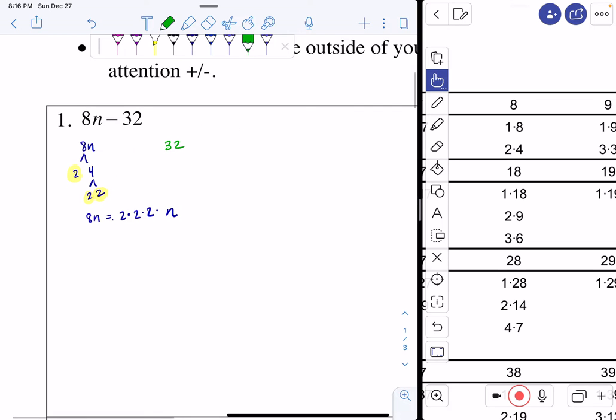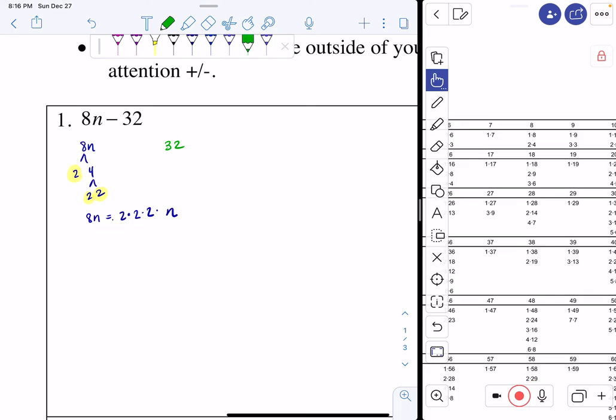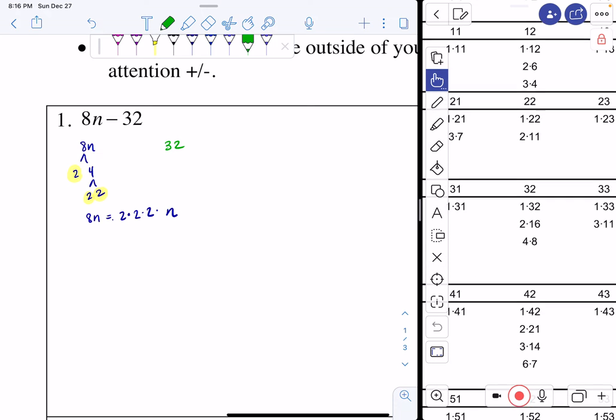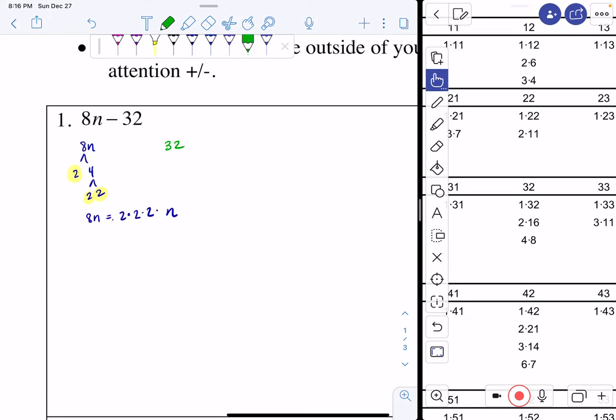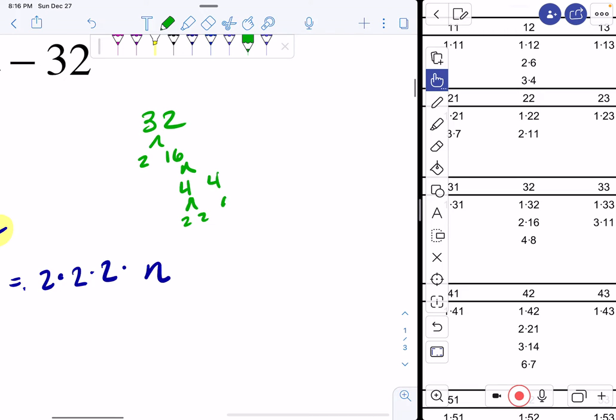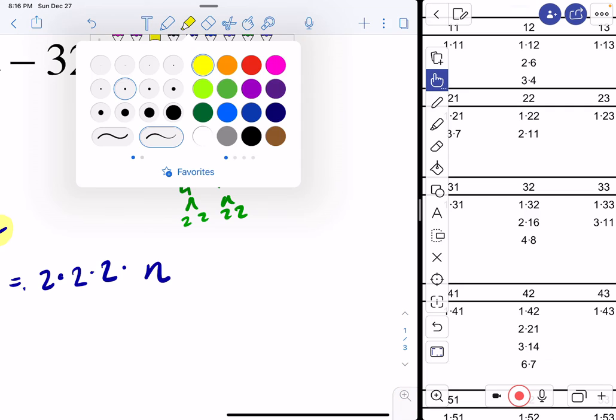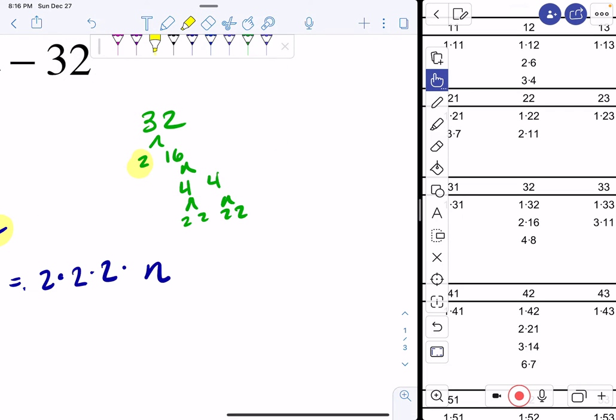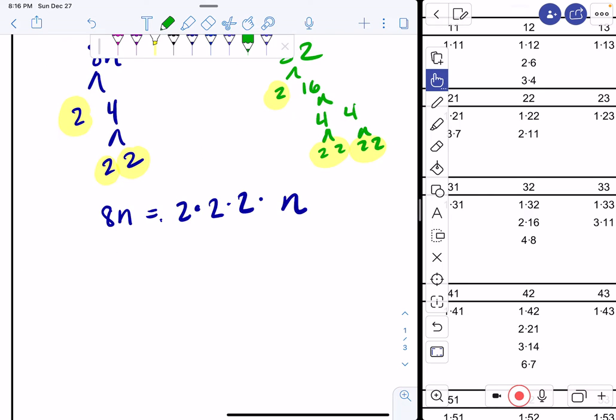Now I need to break apart 32. 32 has a bunch of different combinations. So let's look at what 32 can be. You can do 2 and 16 or 4 and 8. I'm going to do 4 and 8. Just kidding, I'll do 2 and 16. I can break apart my 16 to be 4 and 4. I can break apart 4 to be 2, 2. Highlight those primes. So I can say 32 is 5 2s. 1, 2, 3, 4, 5.